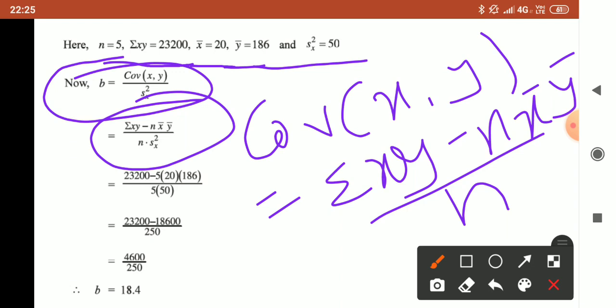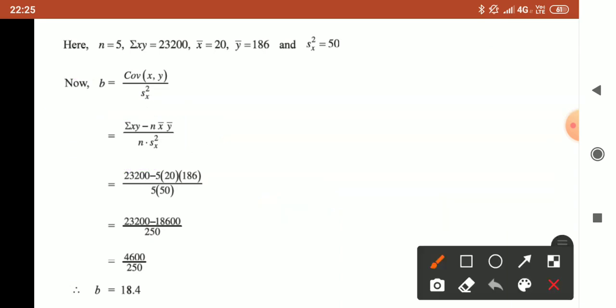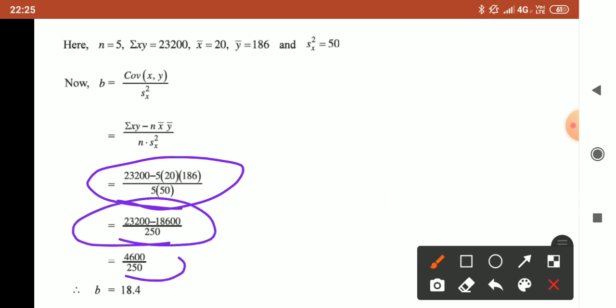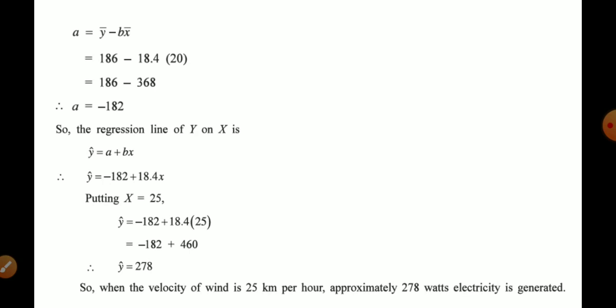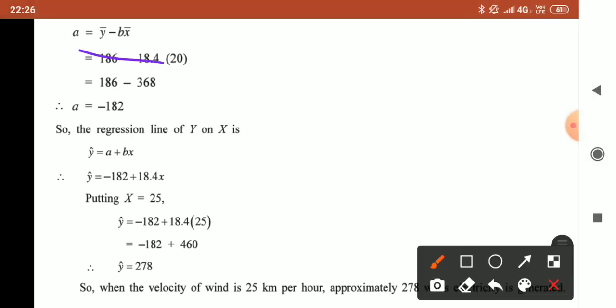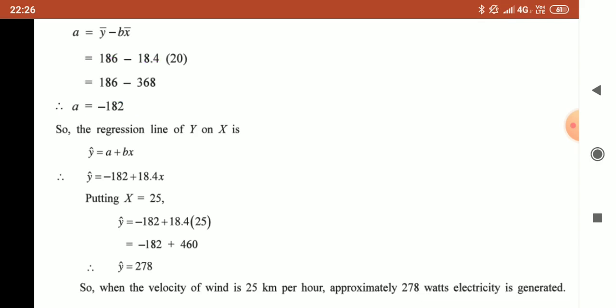Now I'll put in the values. See, I have substituted all these values, and after multiplication and everything, I'll get this answer. So your b will be 18.4. Now I got the answer. X bar and y bar are given, b I have found. Now a, the intercept. So a equals y bar minus b x bar. See here, I'll put in the values and I'll get the answer: a equals minus 182.